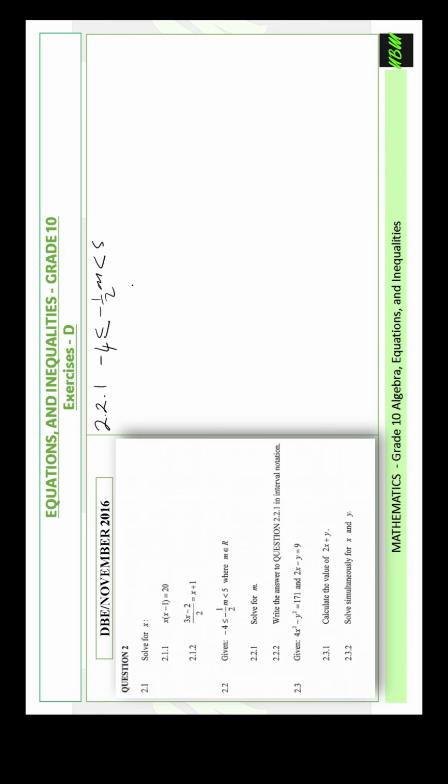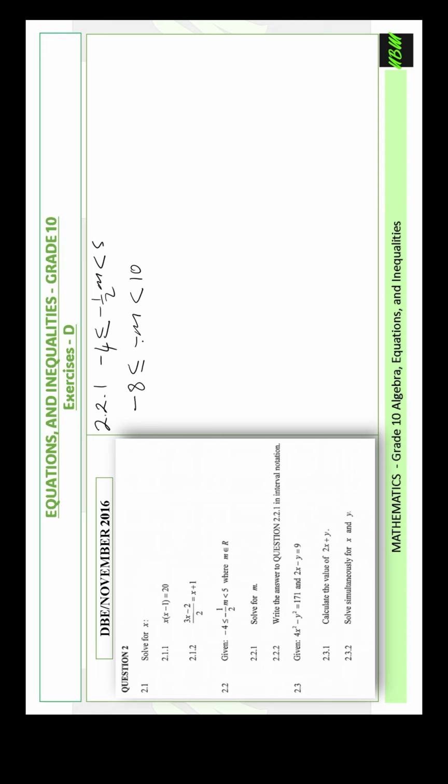We want just what? m. Then it means what? We need to get rid of what? Of this negative half that is connected to m by multiplication. So step 1, multiply throughout by 2. Negative 4 times 2, negative 8, less or equals to negative 1 over 2m times 2, negative m, less than 5 multiplied by 2, it will be 10. So now we are having what? Negative m is less than 10 but greater or equals to negative 8.